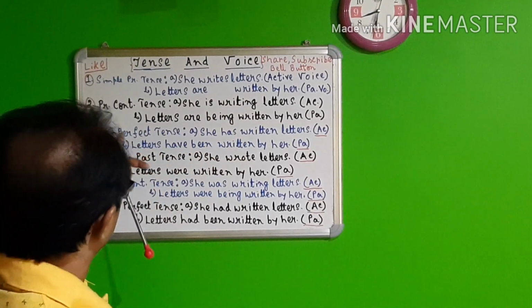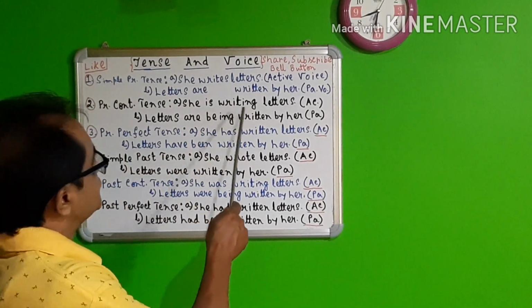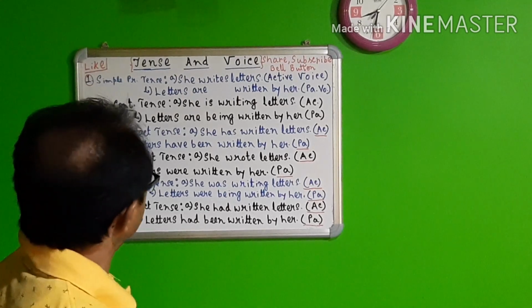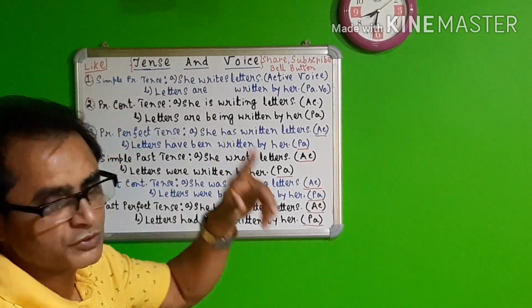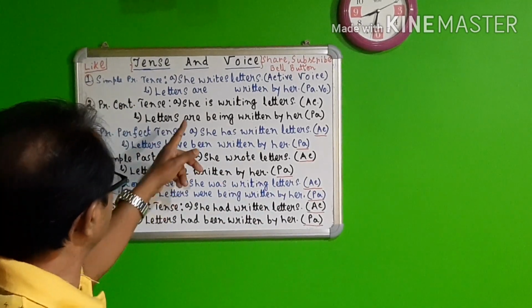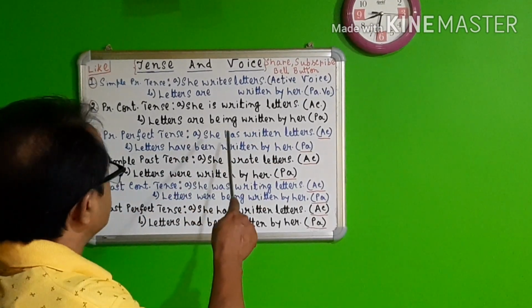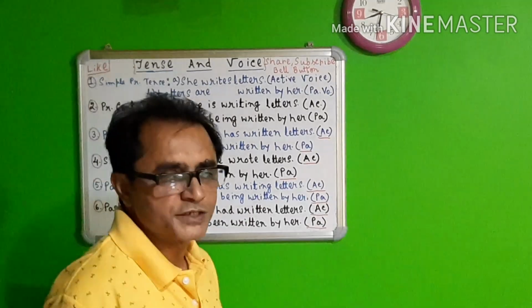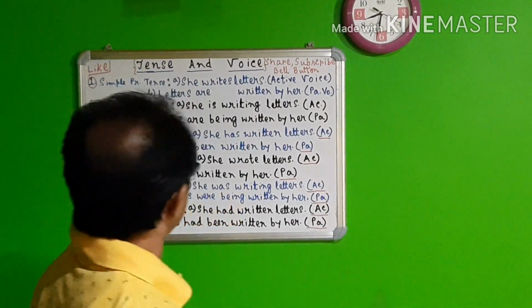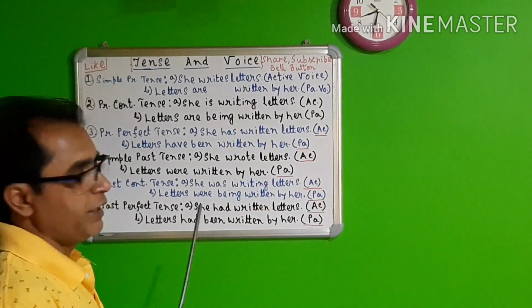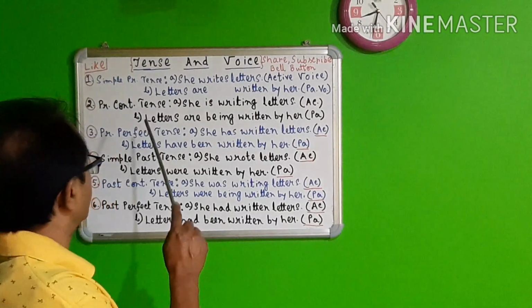Now come to this another one. Present continuous tense. She is writing letters. वो पत्र लिख रही है. उसको हो जाएगा letters are being written by her. Continuous tense में तो being लाना पड़ेगा. Letters are being written by her. पत्र लिखी जा रही है उसके द्वारा. This is present continuous tense.